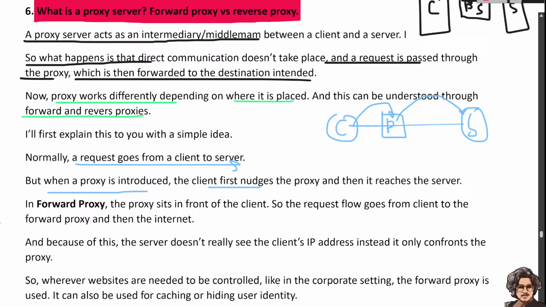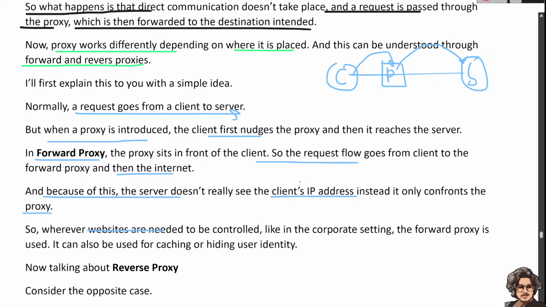In a forward proxy, the proxy sits in front of the client. The request flows from the client to the forward proxy and then to the internet. Because of this, the server doesn't really see the client's IP address, only the proxy. A forward proxy is used in corporate settings to control website access, and also for caching and hiding the user identity. The proxy is like a wall that hides the client's identity.